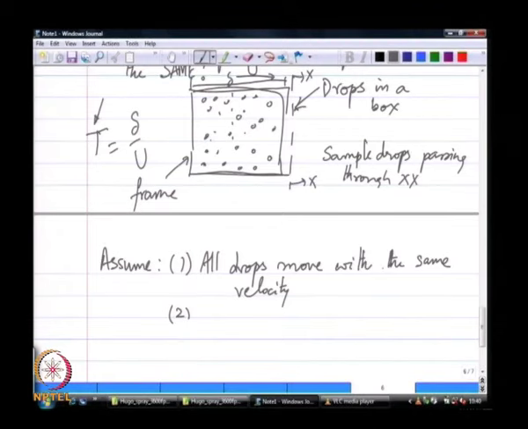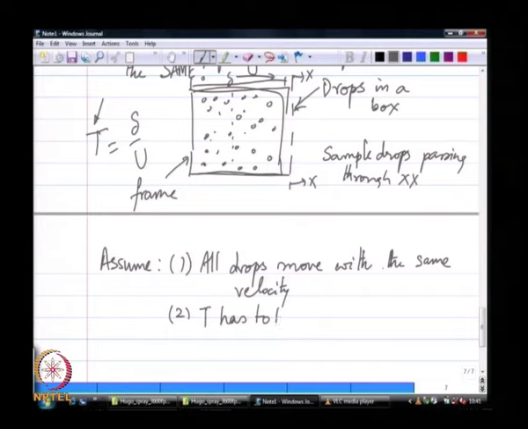If I choose capital T to be some other number other than delta divided by u, let us take the simplest situation where capital T is less than delta divided by u. What happens then? I would have only sampled a part of this frame. I would not have sampled the other part of the frame. Which means, is there a guarantee that the drop size distribution I construct from half the frame is the same as the drop size distribution in the full frame? There is no guarantee. I could have had a completely different mix of drops in the back half of the frame. I do not know that.